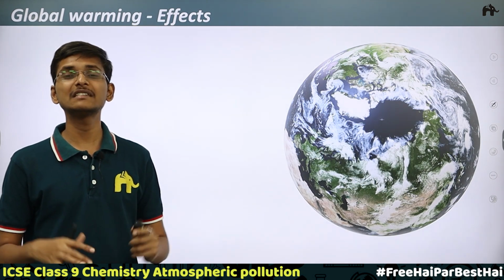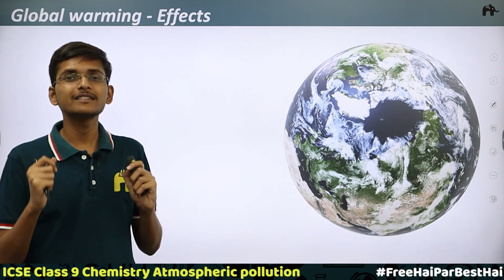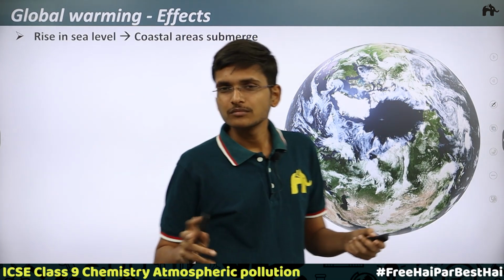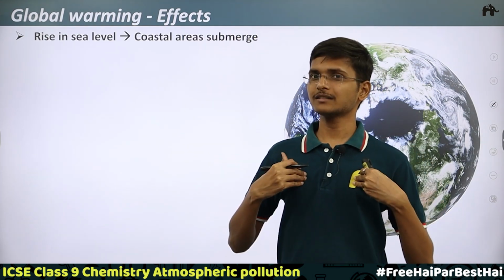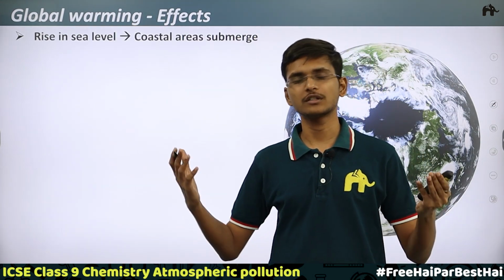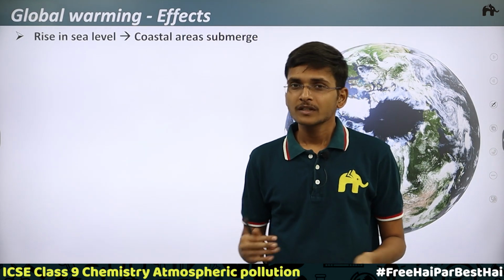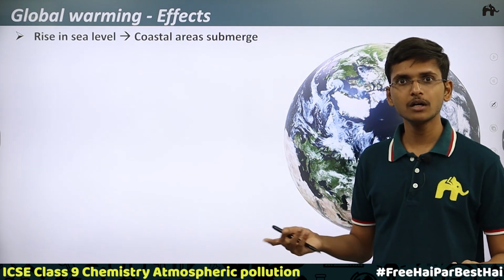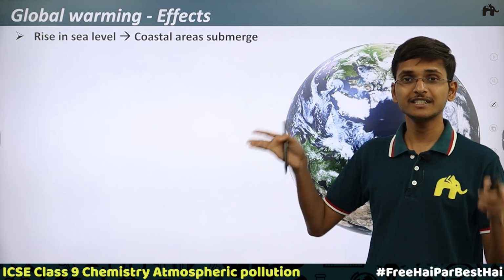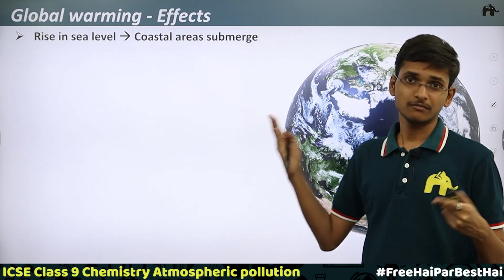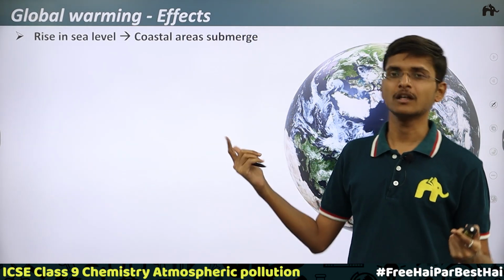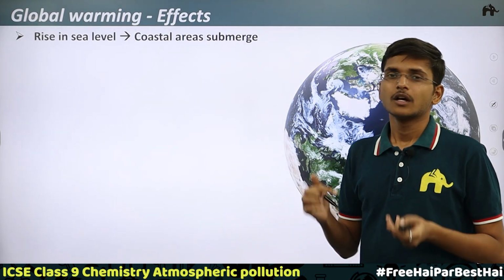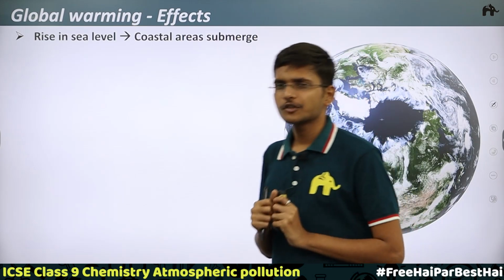The first one is a rise in the sea level. Now what would happen because of the rise in the sea level? The coastal areas of countries like ours, India, or Bangladesh, or Netherlands, or Maldives, are under threat of getting submerged because of the increase in the sea level. And this would happen because of the increase in the average temperature of the Earth's surface, that is global warming.